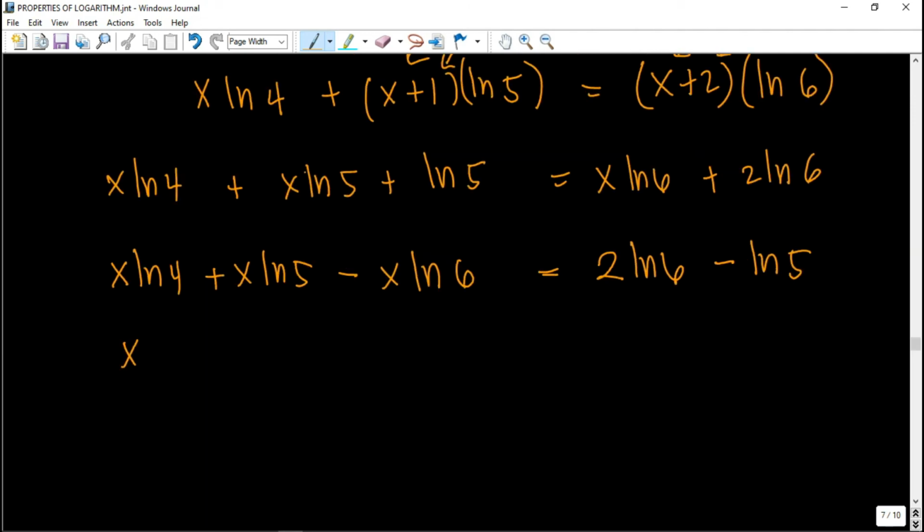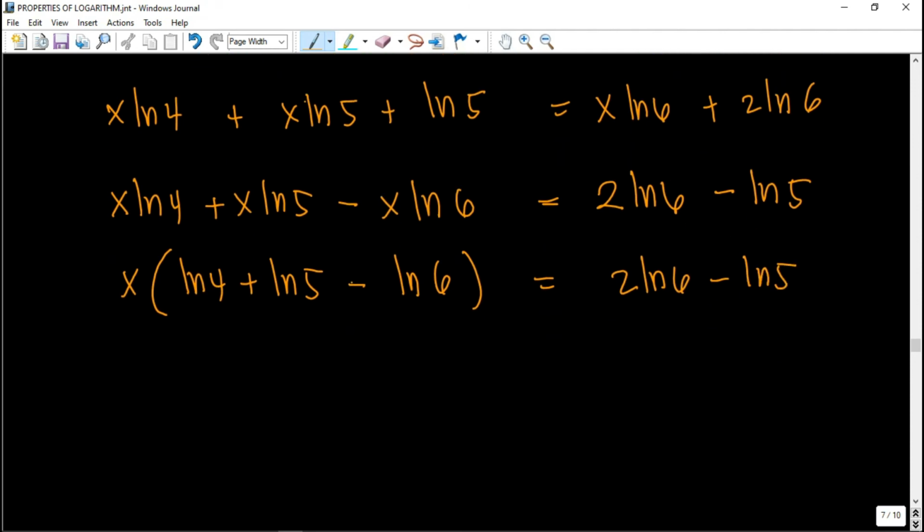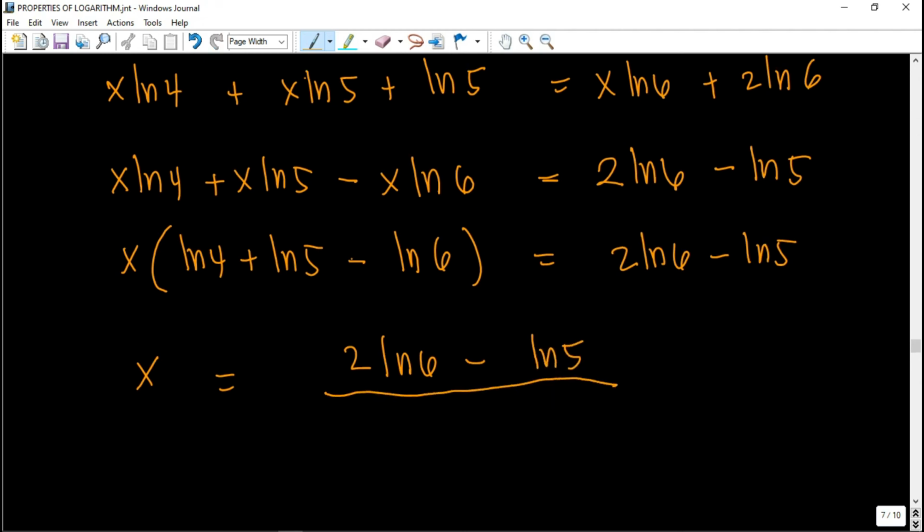So, we have here x times the quantity ln 4 plus ln 5 minus ln 6. So, we have here 2 ln 6 minus ln 5. Then, to get x, divide natin both sides to ln 4 plus ln 5 minus ln 6. So, we have here x equals 2 ln 6 minus ln 5 all over ln 4 plus ln 5 minus ln 6.